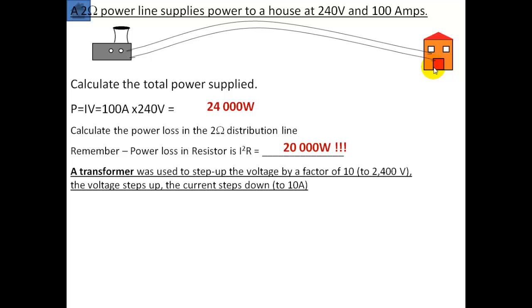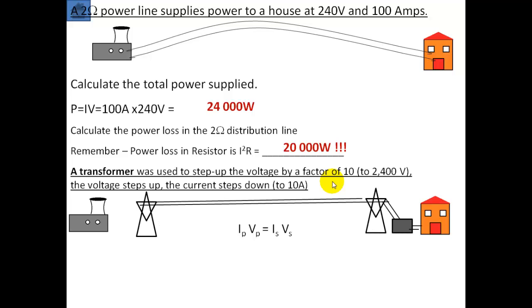So we use a transformer which is used to step up the voltage by a factor of 10. So the voltage goes up by 10, which means that the current comes down by a factor of 10. So the current, which was 100 amps, is stepped down by a factor of 10 to 10 amps. Now we can work out what the power loss is in the new system. So this is the power station, this is the house. This time we have a step-up transformer here, the transformer is inside here, and a step-down transformer here.